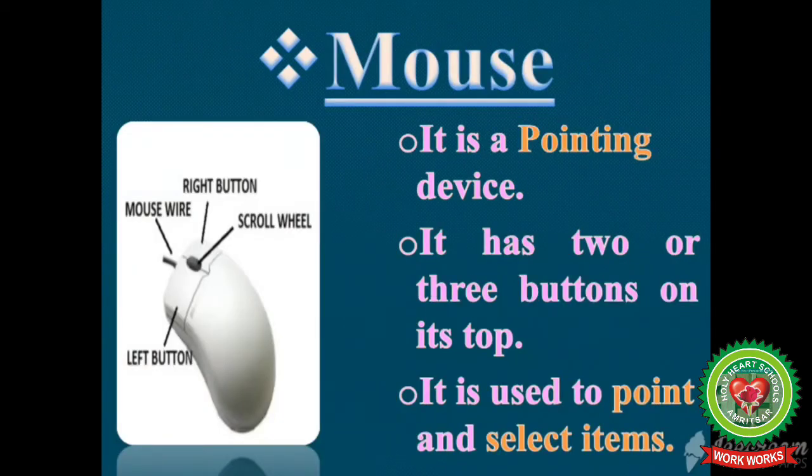Last part of computer which we are going to discuss, that is mouse. It is a pointing device. It has 2 or 3 buttons on its top, as you can look at the figure. It is used to point and select items.